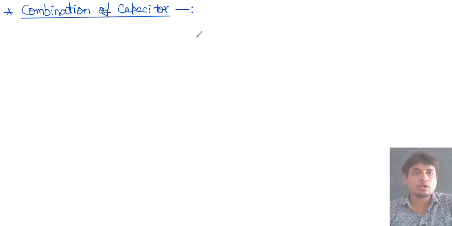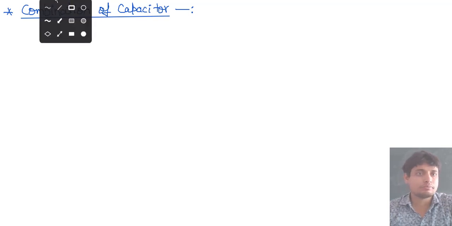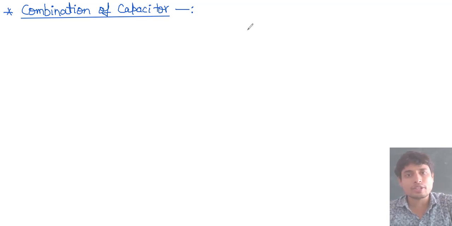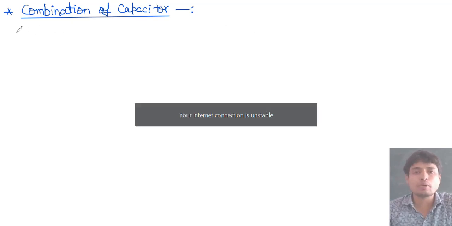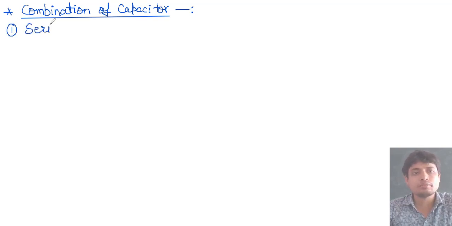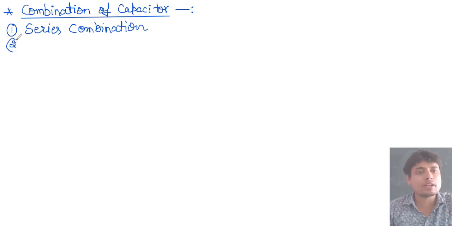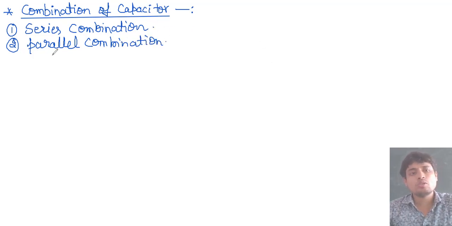Okay, hello students. Today we are going to start the combination of capacitors. Suppose there are three capacitors connected in series. You know there are two types of combination possible. One combination is the series combination, and the second is the parallel combination. Now we are going to discuss the first part, series combination.